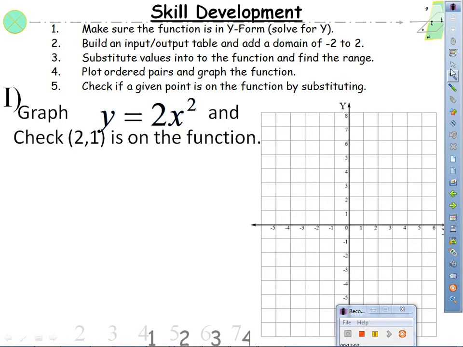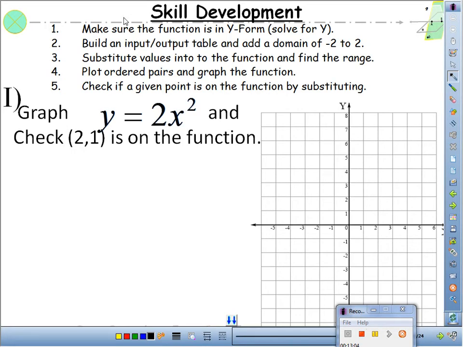It says, copy this, please. I wrote the steps up here so that I can check them off to make sure that you're following along. But write this, example 1, and it says graph y equals 2x squared, and check if (2, 1) is on the function. Copy that, please.